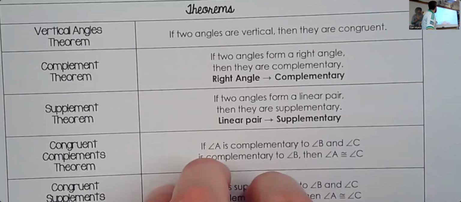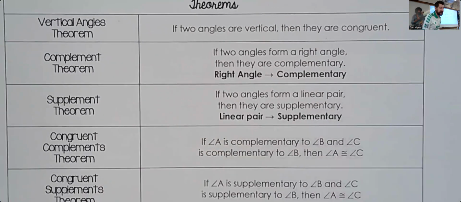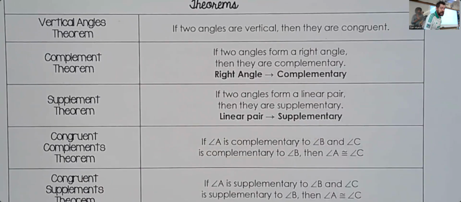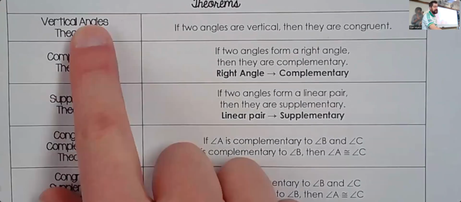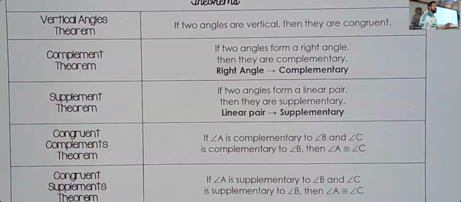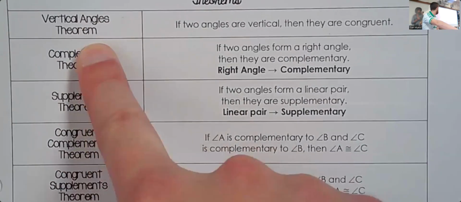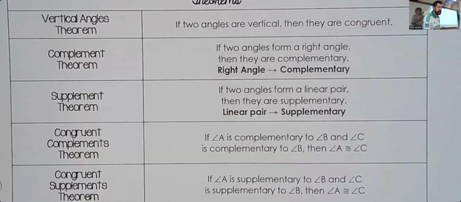Next one's here. These are theorems. These are the first theorems that we've seen. The first one, we already know. We never wrote it down because we just said what it was, but the vertical angles theorem says that if two angles are vertical, then they are congruent. We already knew that vertical angles were congruent. The reason why we knew that, though, is because of the vertical angles theorem. So if you have two angles that are across from each other on intersecting lines, you can say that those two angles are congruent to one another because of the vertical angles theorem. That would be the reason.